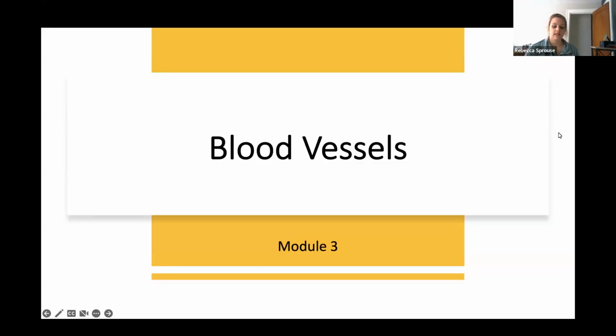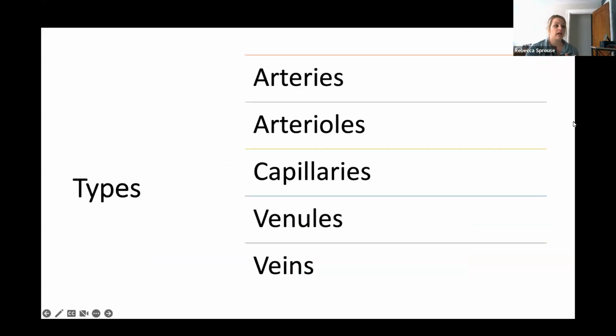The purpose of this lecture will be to finish up the blood circulation system so then we can move up into the lymphatic system, but we need to talk about blood vessels. Now, some of these concepts will come up again next module when we talk about the heart. So just hang on to a lot of these concepts that you're about to see. When we talk about blood vessels, we are talking about these different types. We're talking about arteries, arterioles, capillaries, venules, and veins.